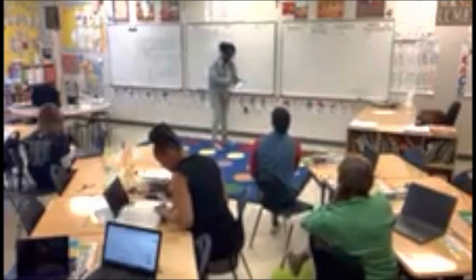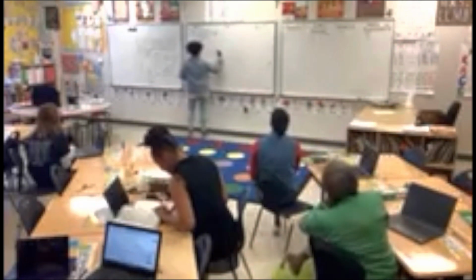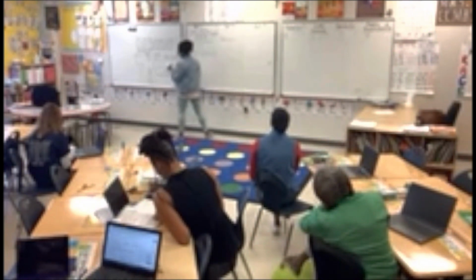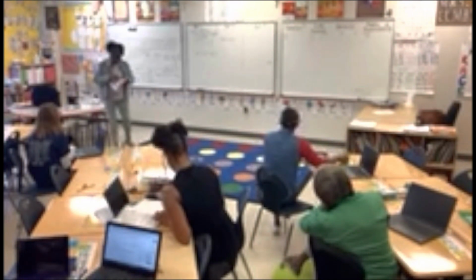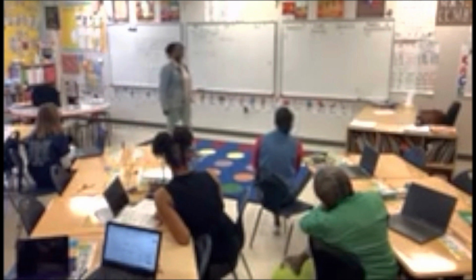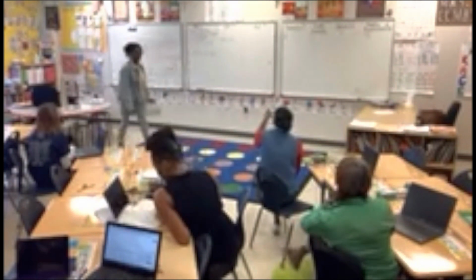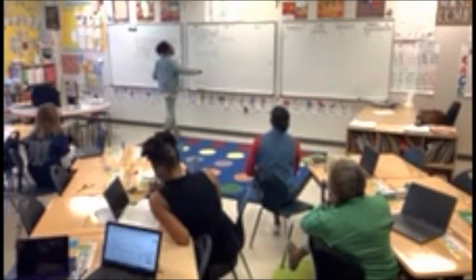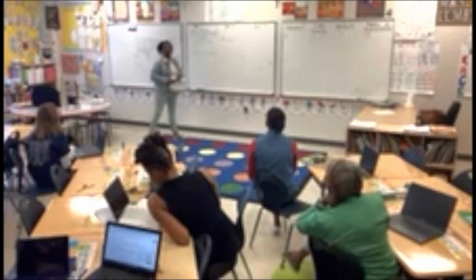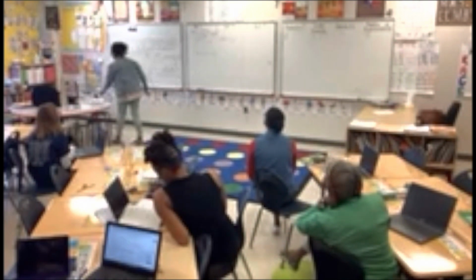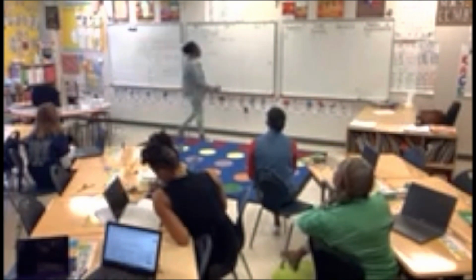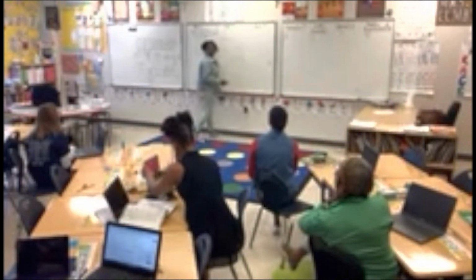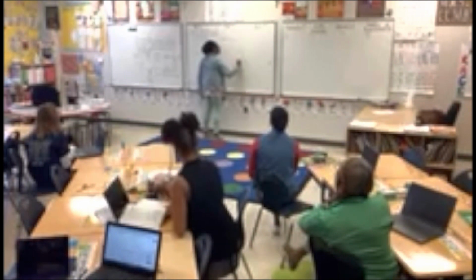So I have 190 plus 120. Which one of these will give me the nearest 100? How can I get to the nearest 100? 190. How much more would I need to get to the nearest 100? 10 more. 10 more, because I know that 9 plus 1 equals 10.